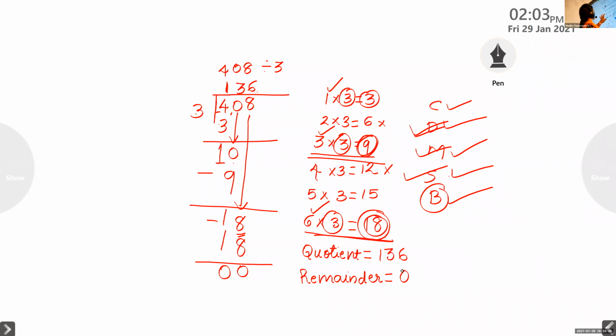Those who haven't got the correct answer, please correct your mistakes. All of you, please correct your mistakes if anybody has got a mistake.